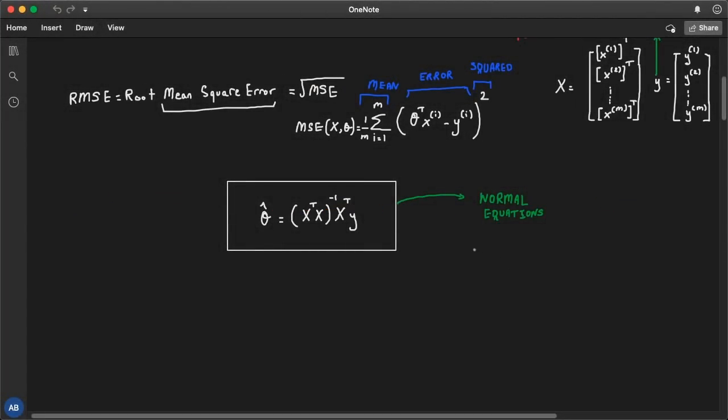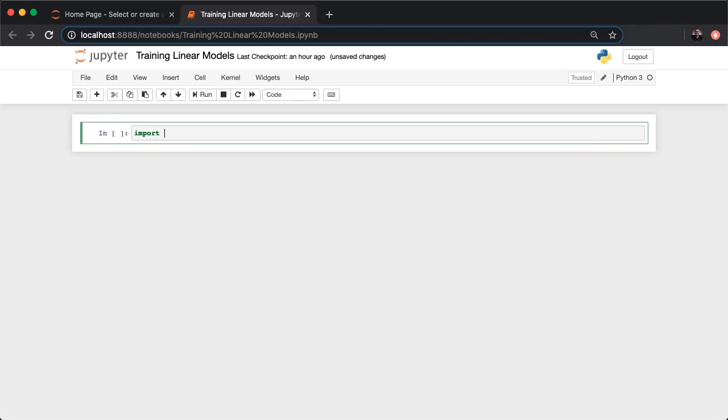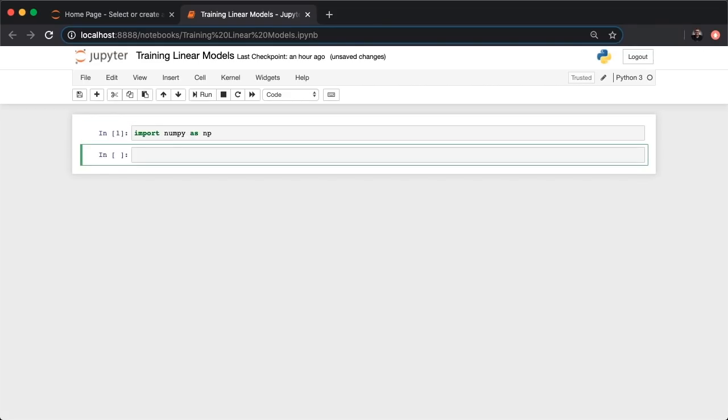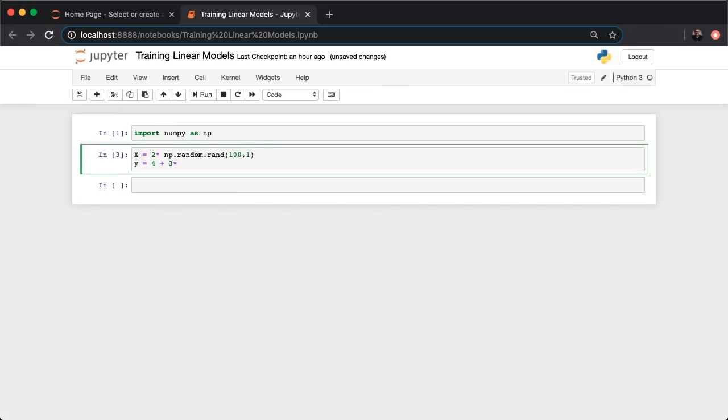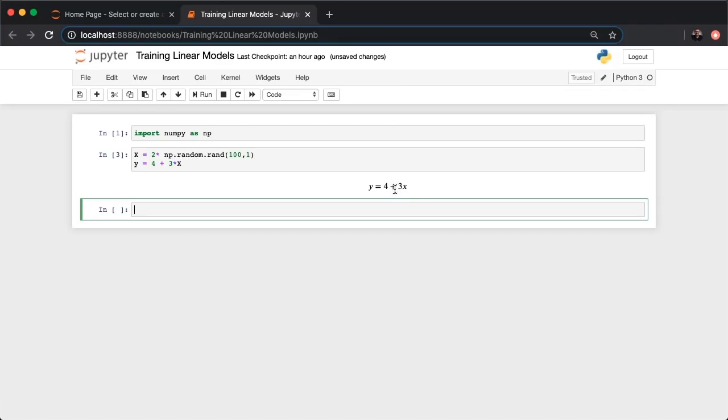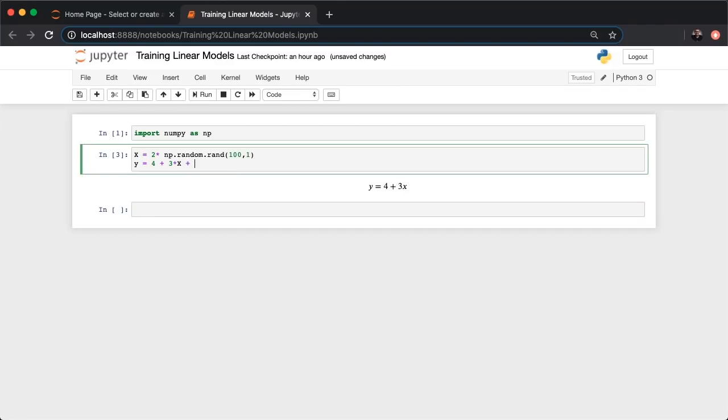Now let's see what we can do with this in Python. So let's first of all import NumPy, right? And let's generate some x values, that is, some random values as such, and their corresponding y values according to the equation y equals 4 plus 3x, of course with some random noise.